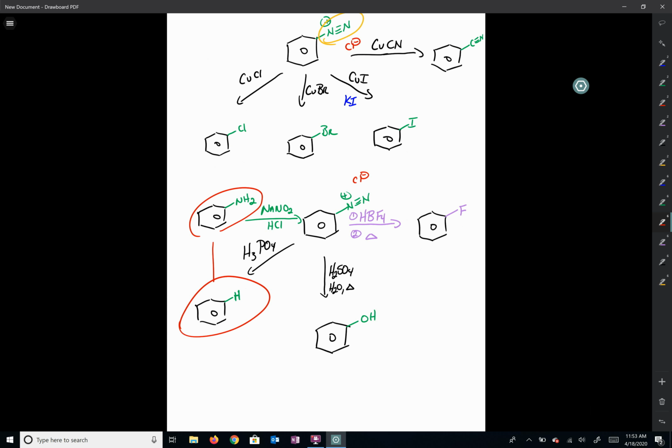That is essentially the end of the amines chapter 2. There are a couple of other miscellaneous reactions here and there, but I think this will give us a good base that we can use amines with.